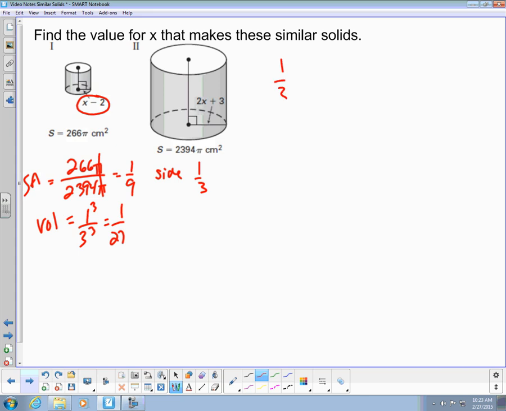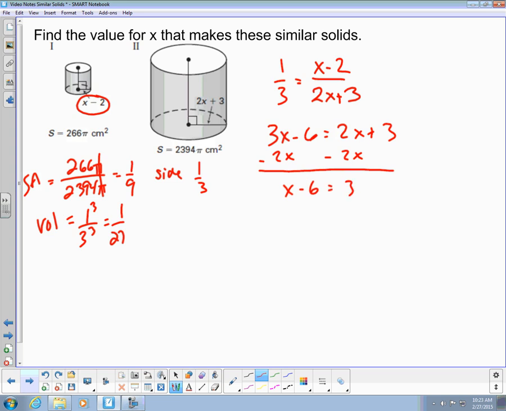So I have 1 over 3 equals x minus 2 over 2x plus 3. Remember to keep your figures in the same ratio that you did in the very beginning. If I cross multiply, I get 3x minus 6 equals 2x plus 3. I subtract 2x from each side, and I get x minus 6 equals 3. Add 6 to each side, so x is equal to 9. That is the value of x that helps me finish off these similar solids.